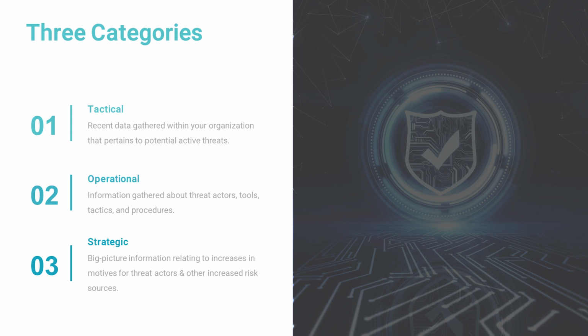Tactical is mostly data produced within your organization with the help of tools. Operational is data on other organizations and specific tools, tactics, and procedures they use, otherwise referred to as TTPs. Strategic incorporates motives, general trends, politics, and other big picture data.